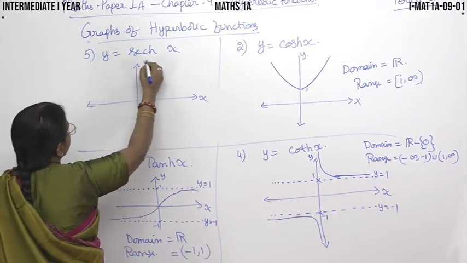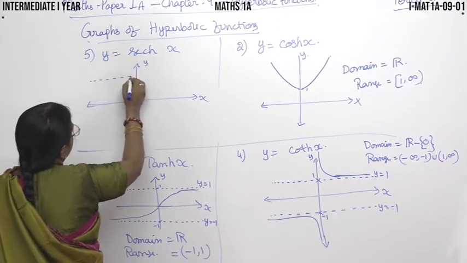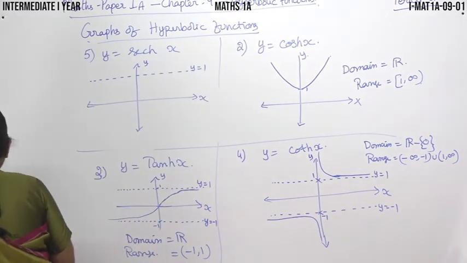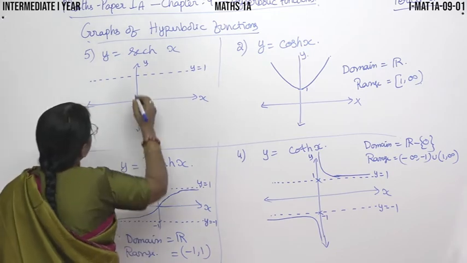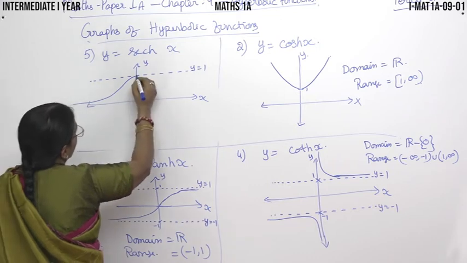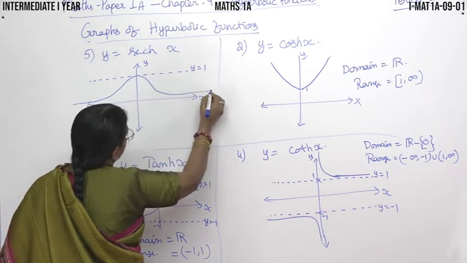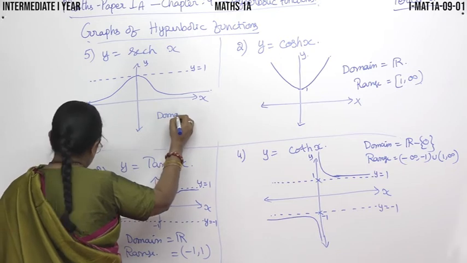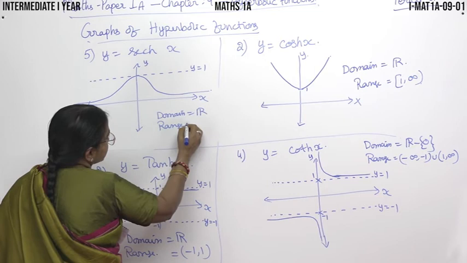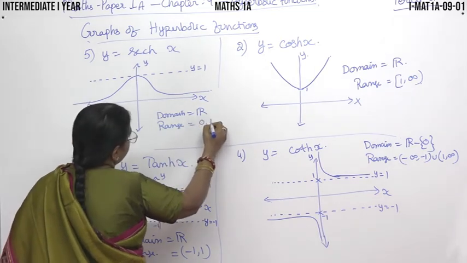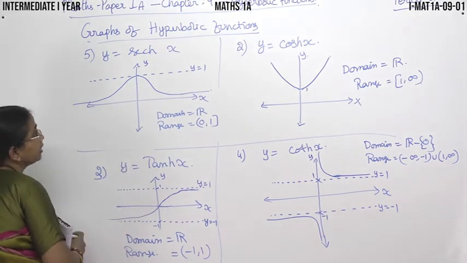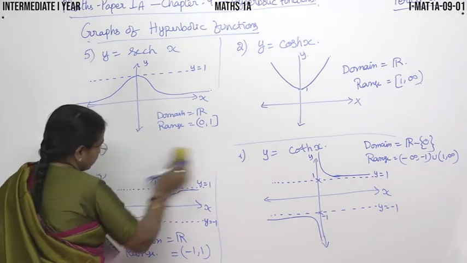X-axis and this is y-axis. Now we'll draw a line like this. This is the line y is equal to 1, and we'll have the graph like this. So here the domain is the real number set and the range is 0 to 1. It takes the value 1, but it will not take the value 0.